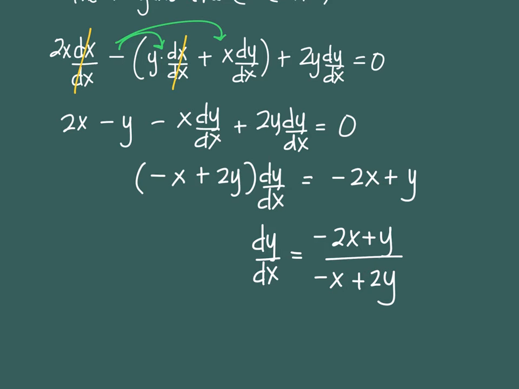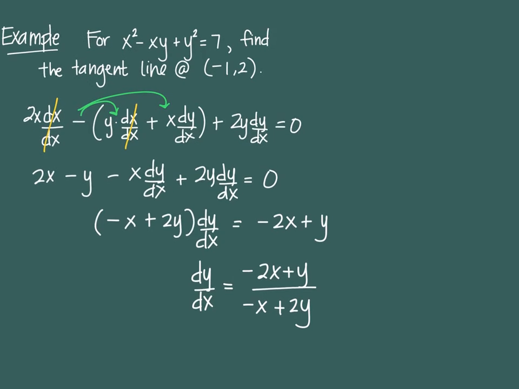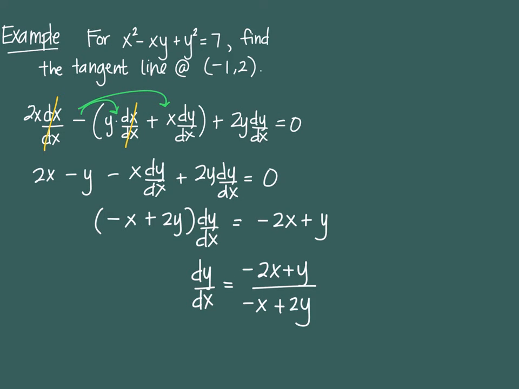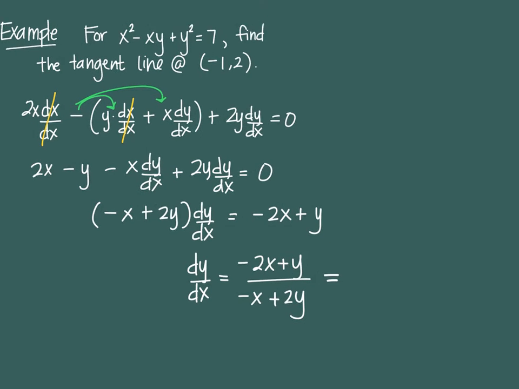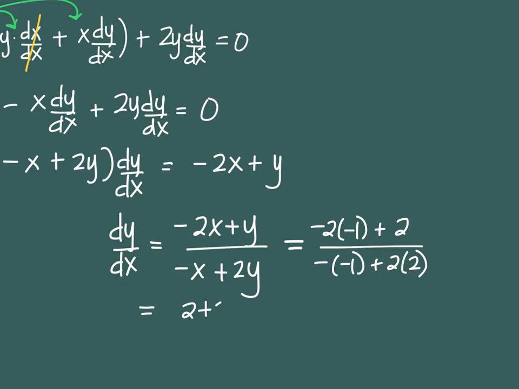But since we know both x and y from the original problem, we can substitute negative 1 for x and positive 2 for y. So we'll have negative 2 times negative 1 plus 2, over negative parentheses negative 1 plus 2 times 2. So that will simplify for us, and we'll end up with 2 plus 2 as our numerator, and 1 plus 4 as our denominator, so we end up with a slope of 4/5.